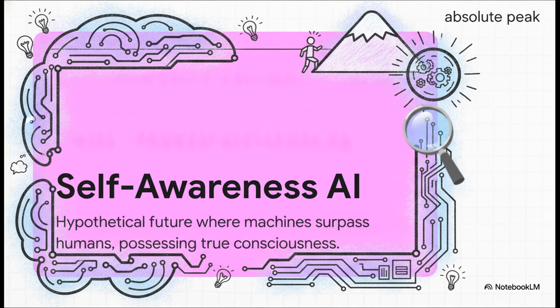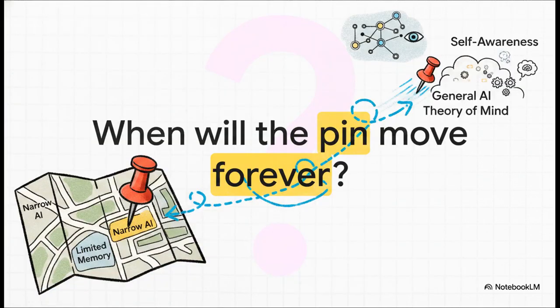Now, it doesn't exist in reality right now, but it represents the absolute peak of the mountain that researchers are trying to climb. We started our journey today by looking at the "We Are Here" pin, firmly stuck at narrow AI and limited memory. But seeing the whole map leaves us with a lingering, profound question. As researchers push furiously toward general AI and theory of mind, if a machine eventually leaps from limited memory to true self-awareness, how long until that "We Are Here" pin moves forever?